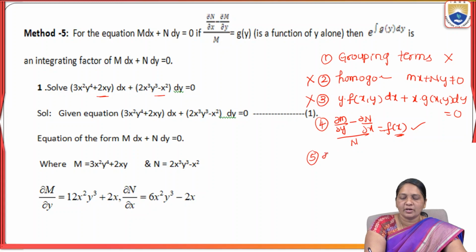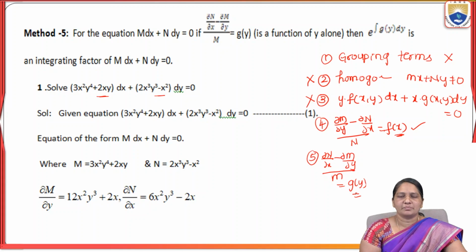What is method 5? (∂N/∂x − ∂M/∂y)/M should be equal to g(y). That means here we need to get only y terms. First, I will calculate the method 5 value. If we get only y terms, we follow the fifth one. If you get only x terms here, then we can follow method 4.